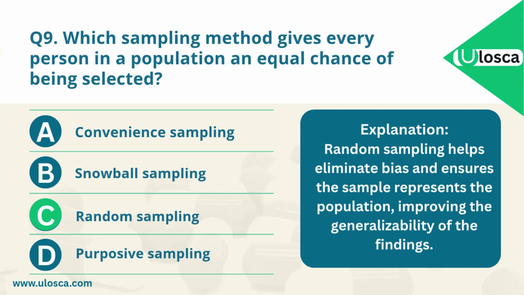Explanation. Random sampling helps eliminate bias and ensures the sample represents the population, improving the generalizability of the findings.